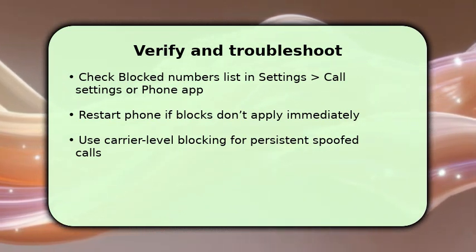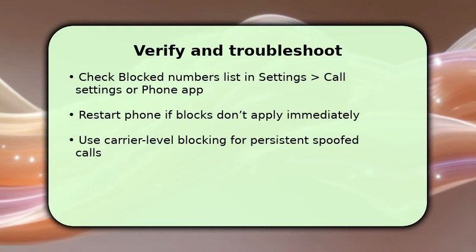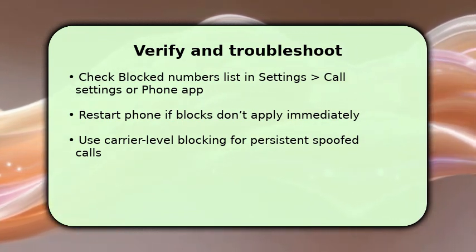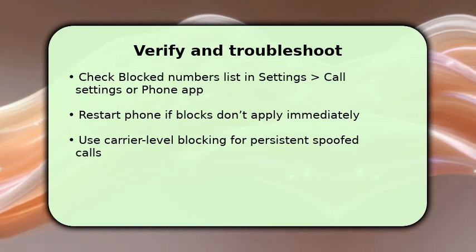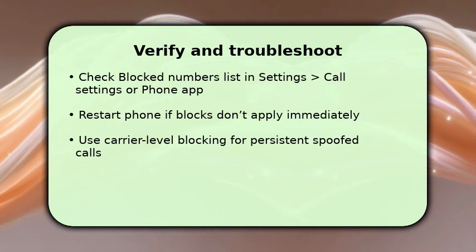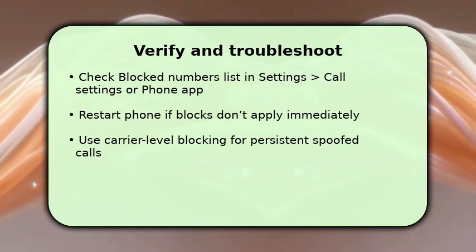If the number still gets through, restart your phone to refresh services and make sure Do Not Disturb isn't interfering. For persistent, spoofed, or harassing calls, contact your carrier to enable network-level blocking or reporting. This often stops numbers your phone can't block alone.